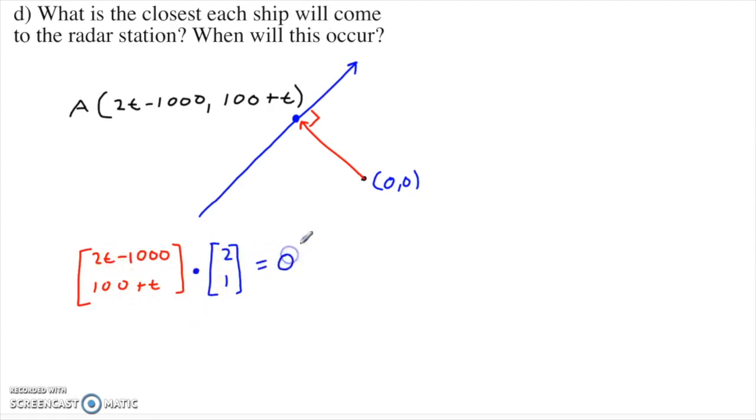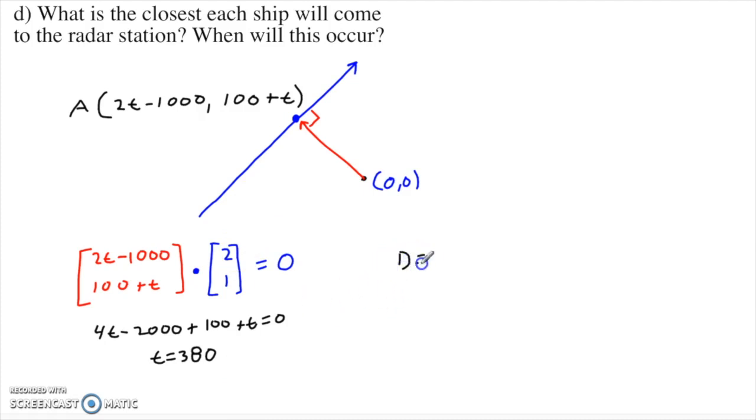And when that is equal to 0, we'll find the time that makes these two vectors perpendicular. So if you go ahead and do that, we get 4t minus 2,000 plus 100 plus t equals 0. And so that works out to t equals 380. That's the time. And if you go ahead and plug that in, then what you'll find is the distance.